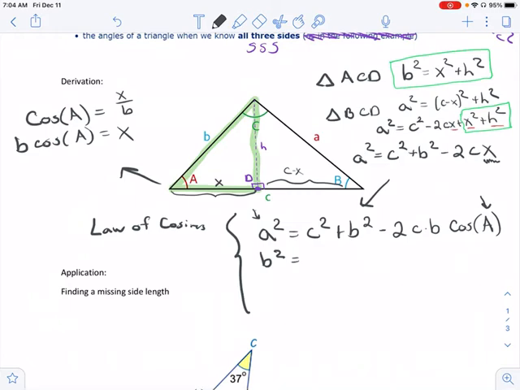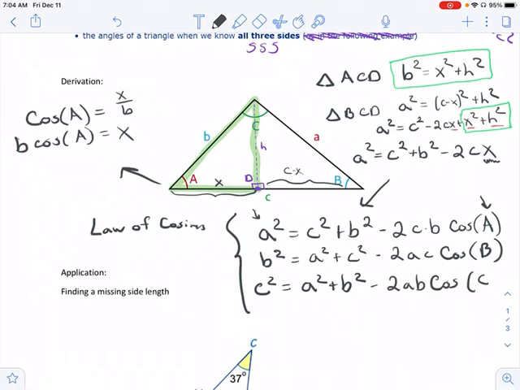So I could say b squared equals, the things out in front are the sides that aren't on the left-hand side. So if I have b squared on the left, this is going to be a squared plus c squared, and then minus 2ac cosine b. And we could also do the same thing for the other. Okay, so these three different variations are the law of cosines, and it can be used to relate all sides and angles in a non-right triangle.